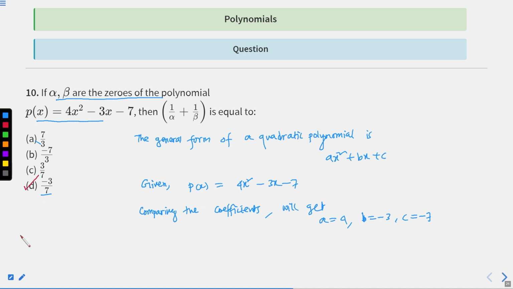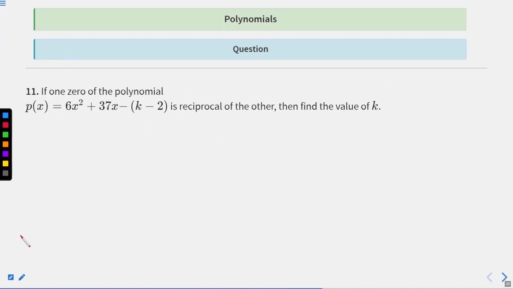Okay, so now let us move to question number 11. If one zero of the polynomial p of x is equal to 6x squared plus 37x minus k minus 2 is reciprocal of the other, then we need to find the value of k. So reciprocal means what? If x is a non-zero number, then 1 by x is basically called the reciprocal of x. Okay, so here we have been given this information.